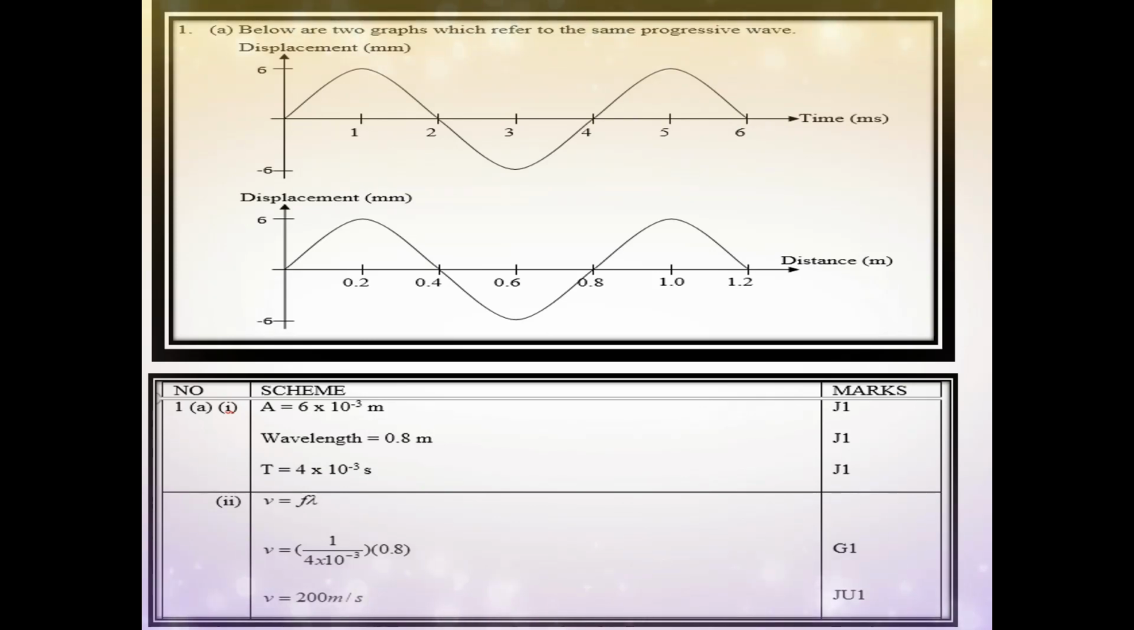And then period. Period, we can use our first graph, displacement in millimeter against time. Start from 0, T over 4, T over 2, 3T over 4, and then 1 period at this point. So the value of period is 4 times 10 power of negative 3 seconds.